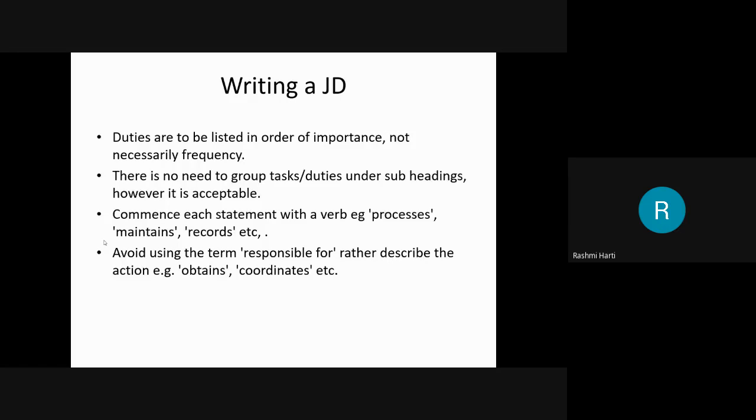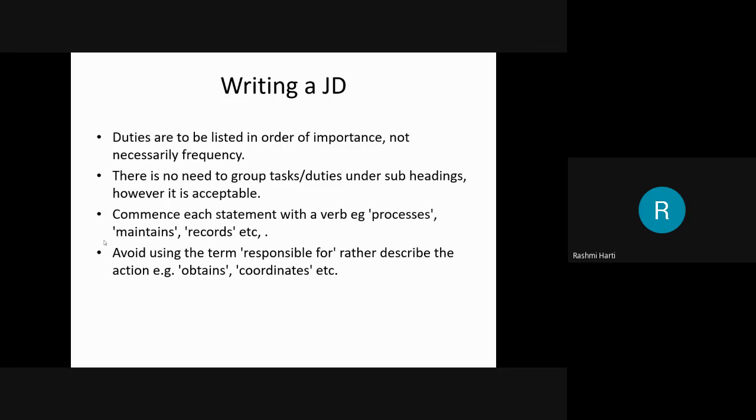So how do you write a job description? Duties are listed in order of importance and not necessarily frequency. How many times a particular thing is done in that work is not taken into consideration. Only duties are listed in order. There is no need to group tasks or duties under subheadings, however it is acceptable. Each statement commences with a verb, an action verb like processes, maintains, records. These are the action verbs used when writing the job description.